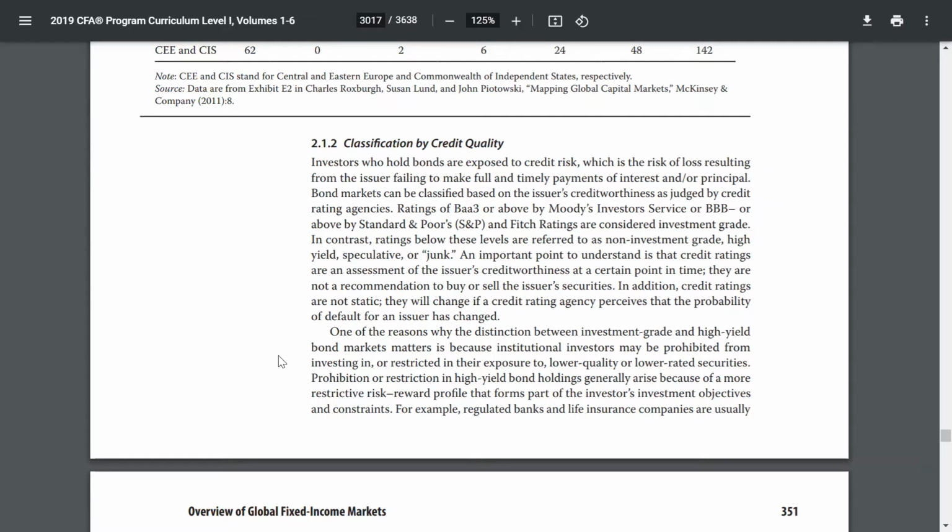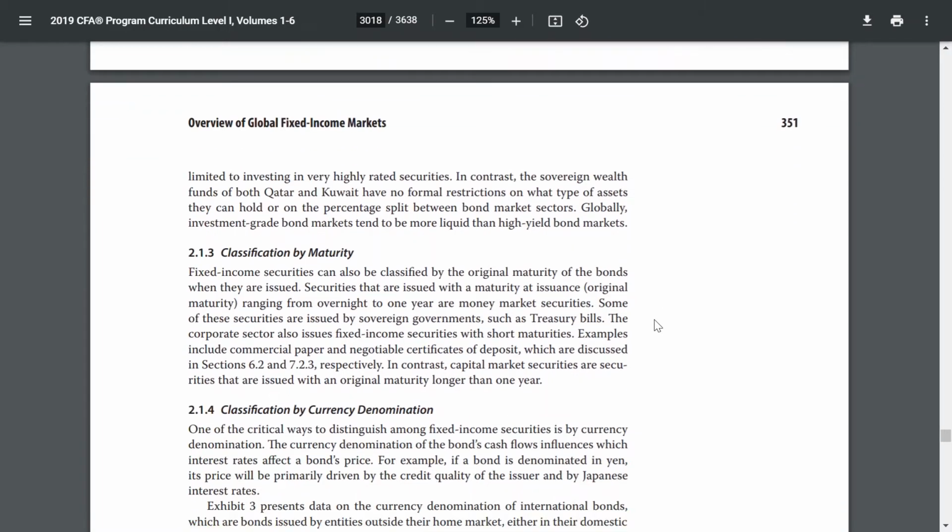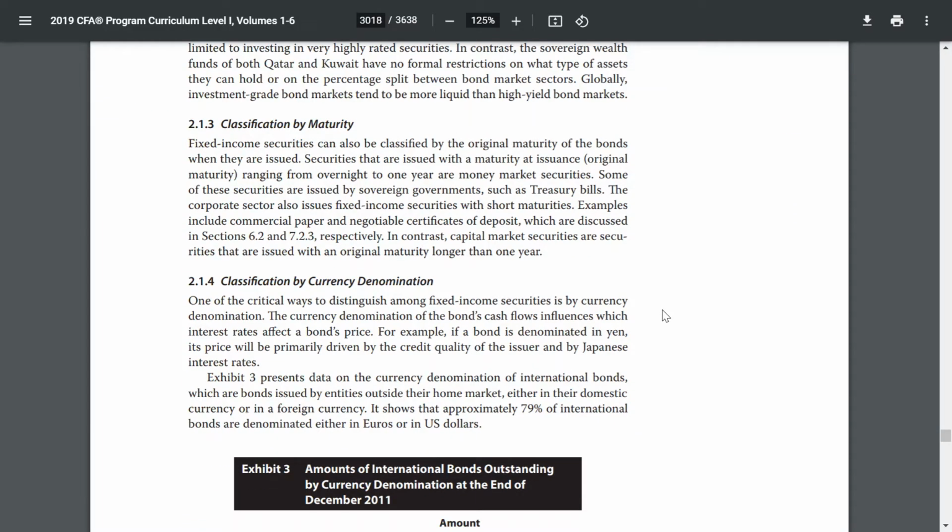One of the reasons why the distinction between investment grade and high yield bond markets matters is because institutional investors may be prohibited from investing in, or restricted in holding, high yield bonds. Restrictions generally arise because of more restrictive risk or reward profiles that form part of the investor's investment objectives and constraints. For example, regulated banks and life insurance companies are usually limited to investing in highly rated securities. In contrast, the sovereign wealth funds of both Qatar and Kuwait have no formal restrictions on what types of assets they can hold or on the percentage split between bond market sectors. Globally, investment grade bond markets tend to be more liquid than high yield bond markets.